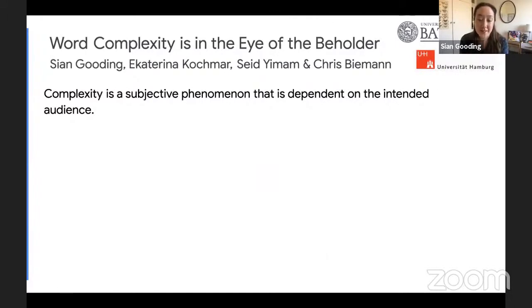So complexity is a subjective phenomenon and it's dependent on the intended audience. It's intuitive. I think no one would argue with that as a premise, but I think this paper really goes to try and actually prove that empirically.